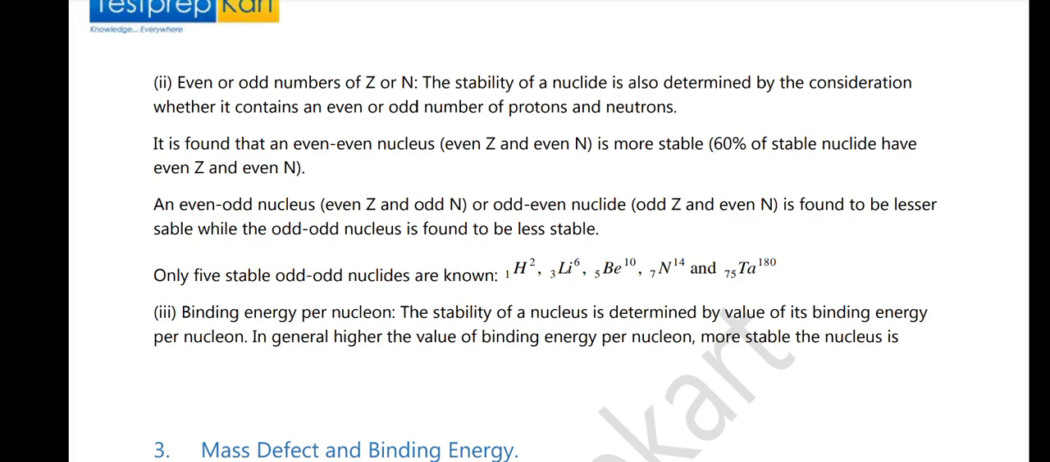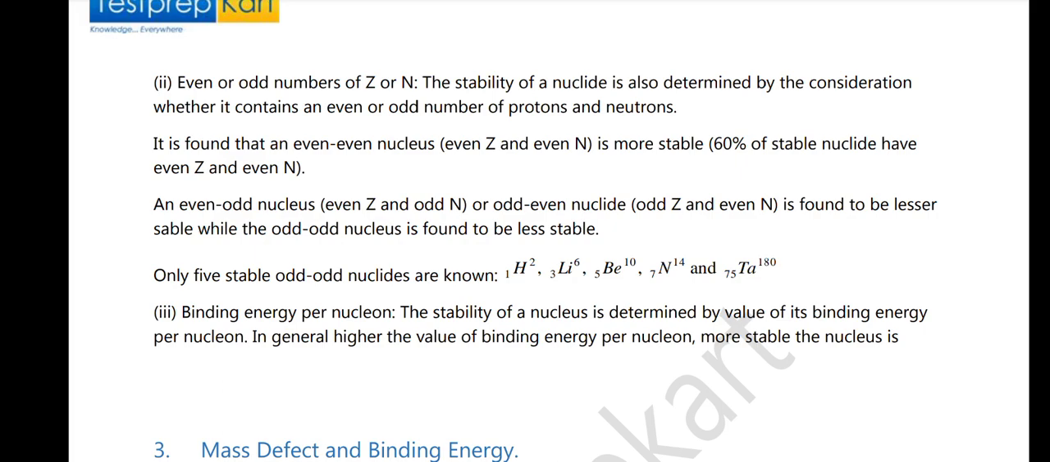If we find an even-odd nucleus, meaning an even number of protons and an odd number of neutrons, or odd-even, then we can say it is less stable, while an odd nucleus is found to be less stable. So if an odd nucleus is there, then the neutron will be less stable. That's why we say the neutron will be less stable if it has an odd nucleus. If it has an even nucleus, then we can say the neutron is more stable.